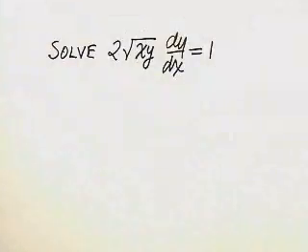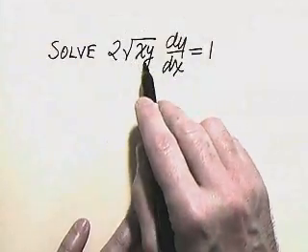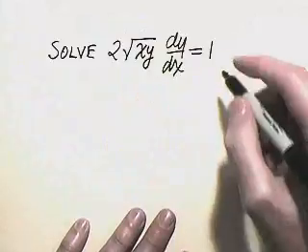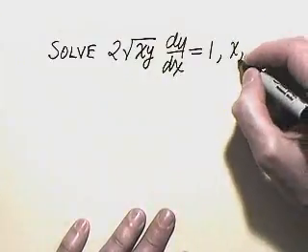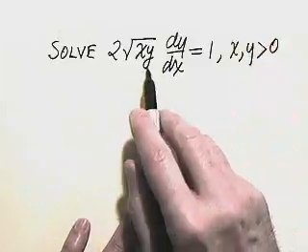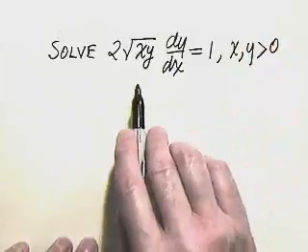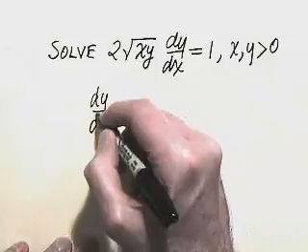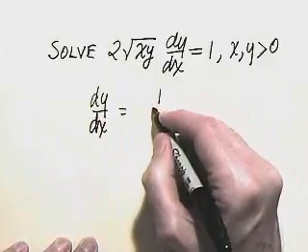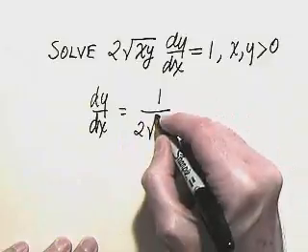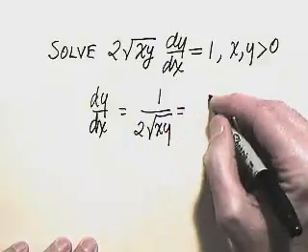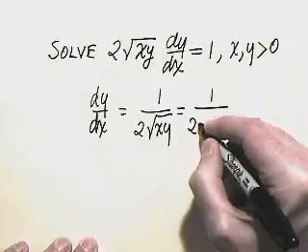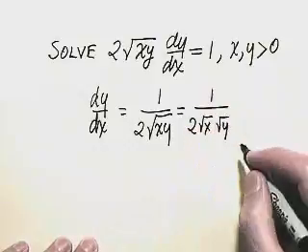Let's solve a differential equation using the technique of separation of variables. Here I want to solve the equation 2 times the square root of xy times dy/dx equals 1, and I'll add the provision that x and y are positive just to make sure that square root makes sense. Notice that I can separate the variables because this is dy/dx equals 1 divided by 2 times the square root of xy, which is 1 divided by 2 square root x square root y.